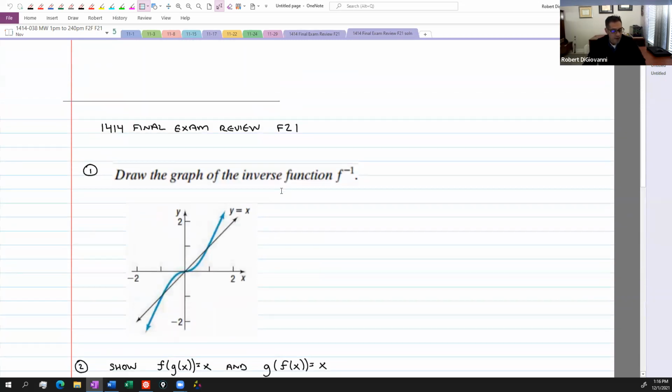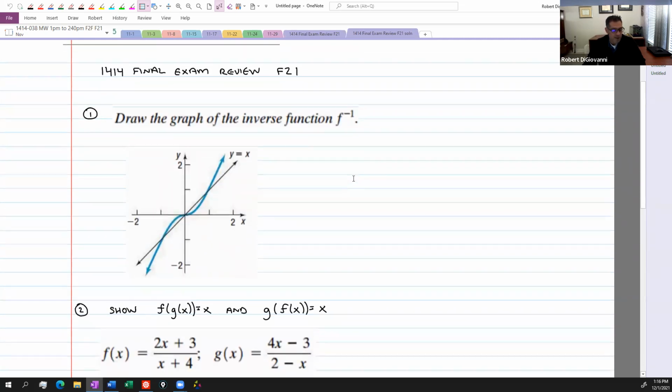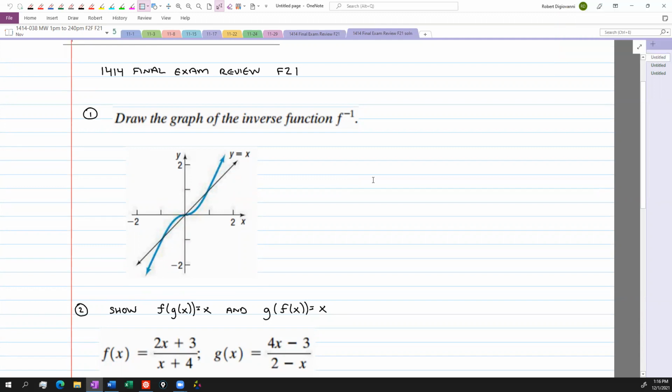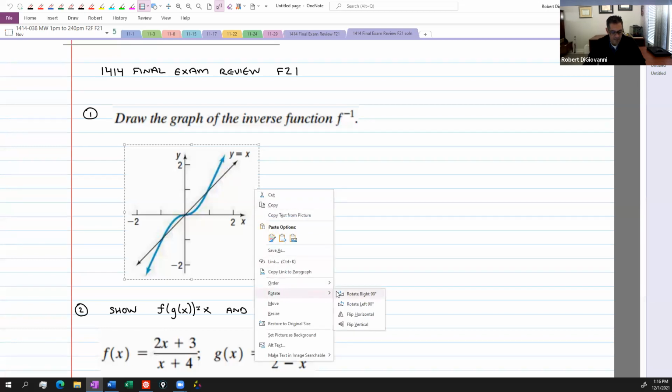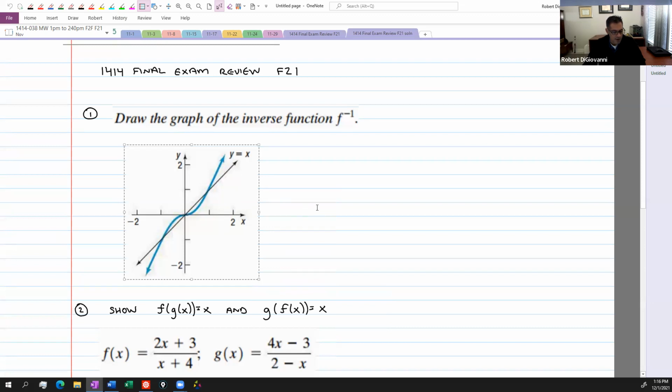All right, so first one, draw the inverse of a function. How do I do this? How do you draw the inverse of a function? You reflect it over the identity function. Yeah, you reflect it over the identity. So I'm going to try and draw this blue graph reflected over this black line. Now that might be a little hard to do. I can't rotate this freely, so I'm just going to have to do my best. I'll just kind of turn my head to the side and do it.